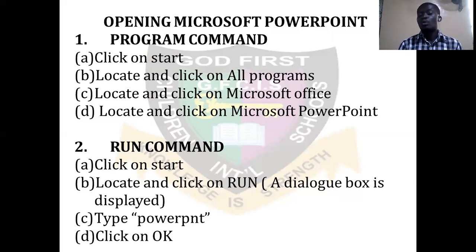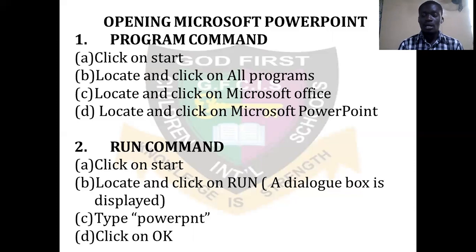Two, I can also work with run. Now remember, when we work with run, we are trying to work with shortcut commands. Now for us to open our PowerPoint using the run, you go through your start button, you locate and click on run. If you cannot see your run, just hold down your Windows key on the keyboard and press letter R. Hold down your Windows key on the keyboard and press letter R. That will display the run dialog box.